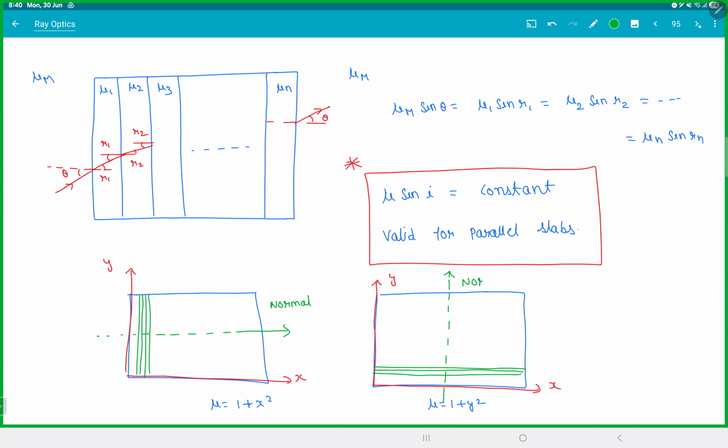So for a medium, if someone asks you what is normal, this is how you define it. Normal is in the direction in which mu changes. Suppose mu changes radially, then the normal is along the radial, right? If it is changing in 3D space, normal is in the direction mu changes. That's one important thing. Quite a useful thing here.